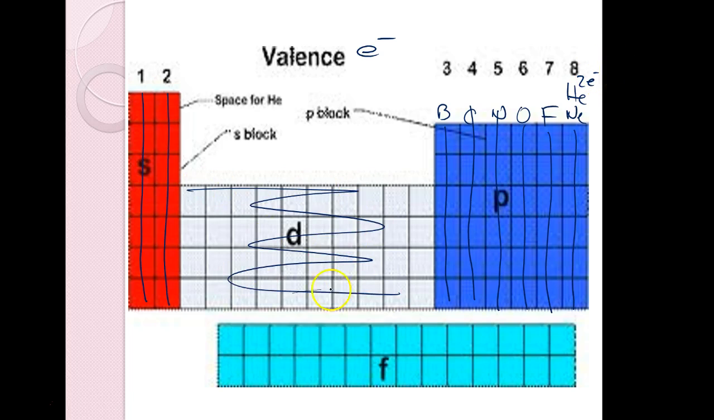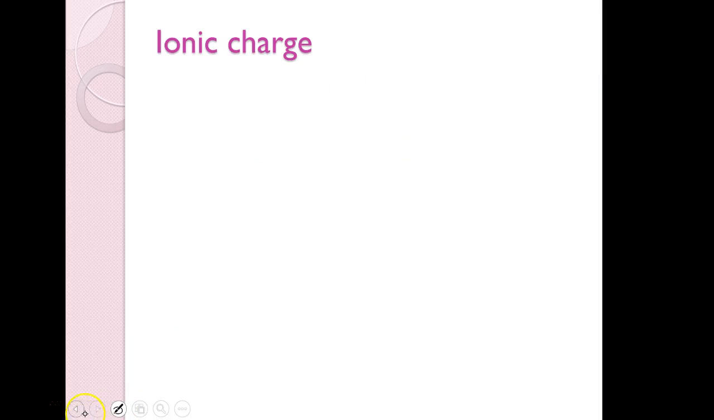These guys, you can't make that determination for. Okay, you actually do have to write out the electron configuration for these guys. But the other ones are simple. All you have to do is look at what column they're in and count.